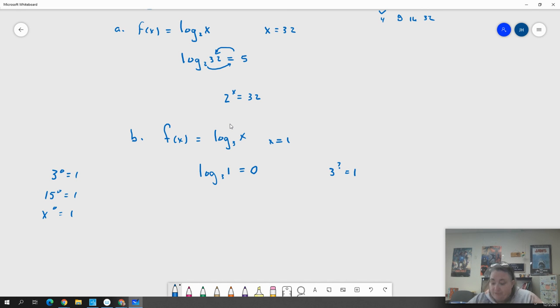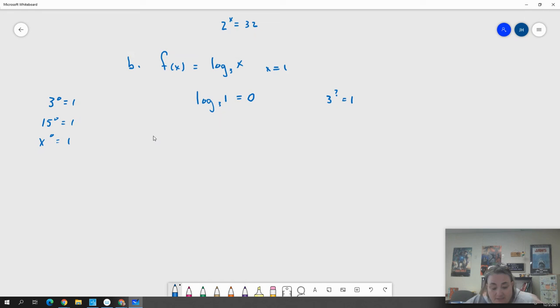That's all I got on those little examples, but let's do one more. Let's do a C problem. If I have f of x equals log base 10 of x. Normally we don't write log base 10.